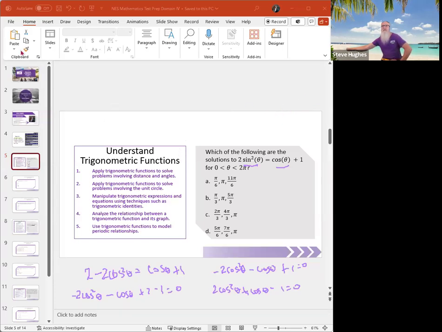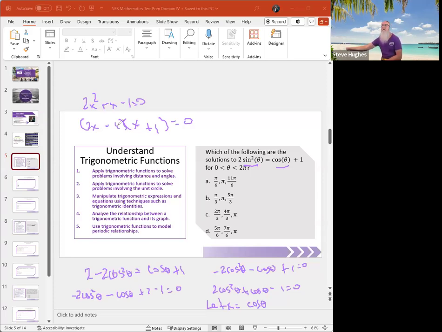What we're going to do is use a substitution method. We're going to say let x equal cosine theta. So that means I now have 2x squared plus x minus 1 equals 0. Now I can factor this. I have -1 here, I have +1 in the middle, so I need -1 and plus 1 to factor. That gives me 2x squared plus 2x minus x, which is 1x minus 1. So that is spot on.